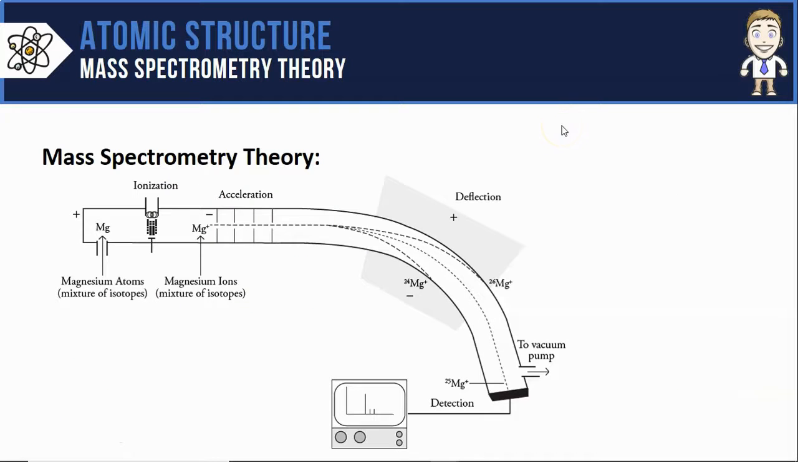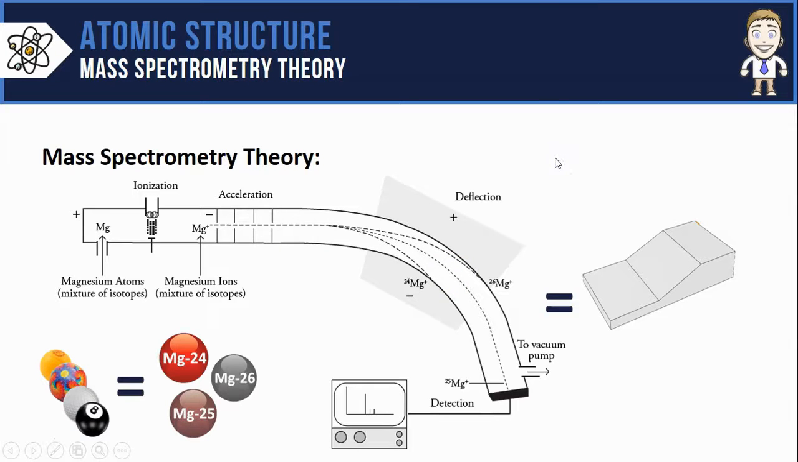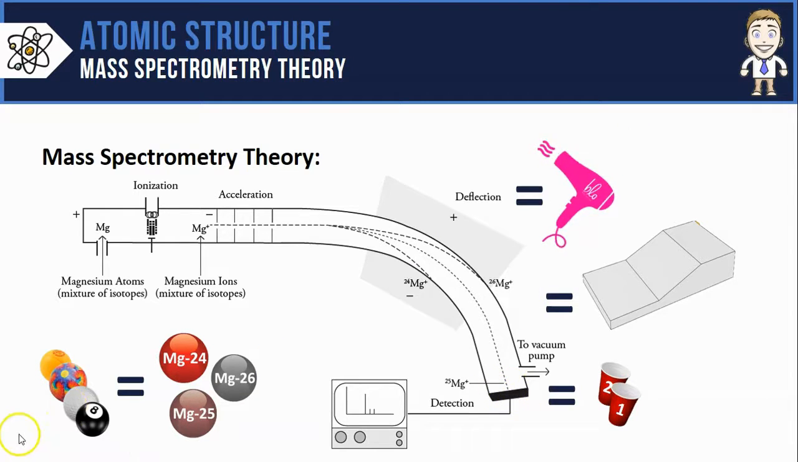So let's close the video by taking a look at a diagram for an actual mass spectrometer. Now it looks a lot more complicated, but this has all the same components as the balls rolling down a hill example. Instead of a ramp, we've got this long tube. Instead of balls with different masses, we're going to put isotopes of different masses through the tube. Instead of deflecting with a hairdryer, we've got a positive and negative electromagnetic field, and instead of some cups at the bottom of the ramp, we've got a detector plate at the end of the tube.